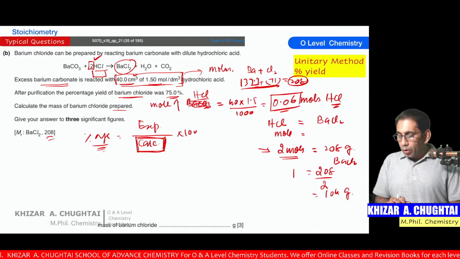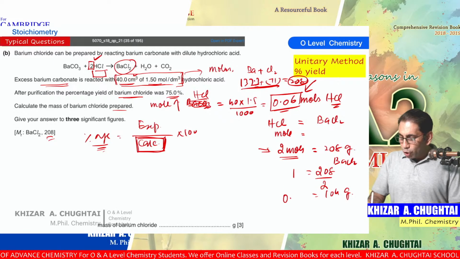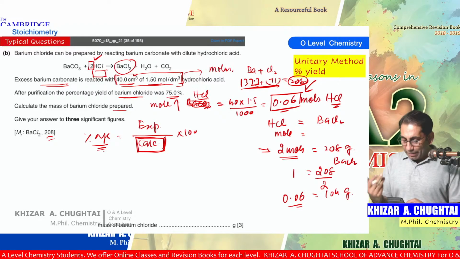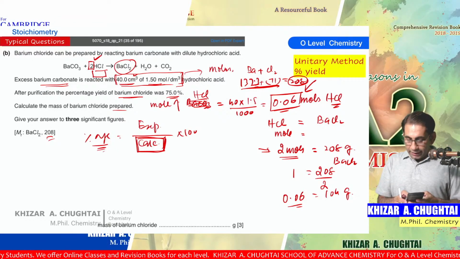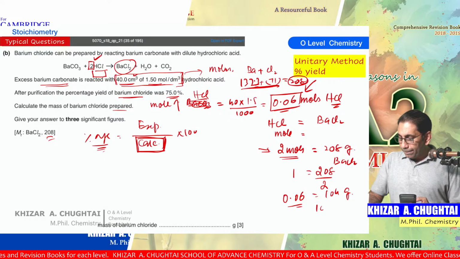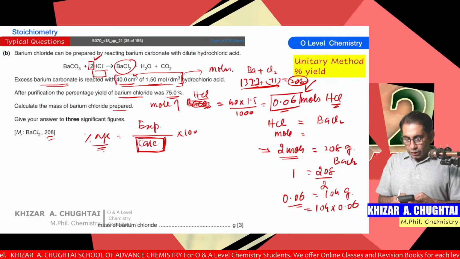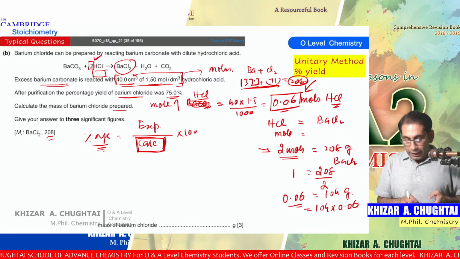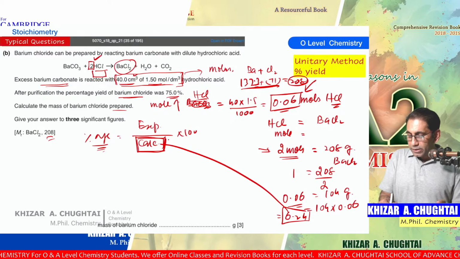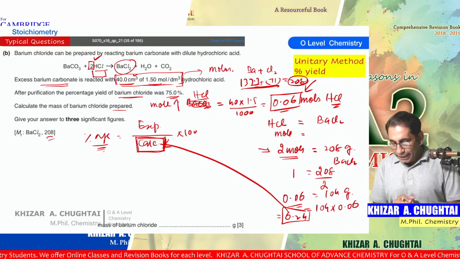And at the moment, we are using 0.06 moles. If we are using 0.06 moles, how much barium chloride should be formed? The maximum quantity that should be made, that is this one. Simply 104 multiplied by 0.06, and the answer is 6.24 if I'm not wrong. This is the calculated answer. So the maximum amount of barium chloride that can be made is 6.24.